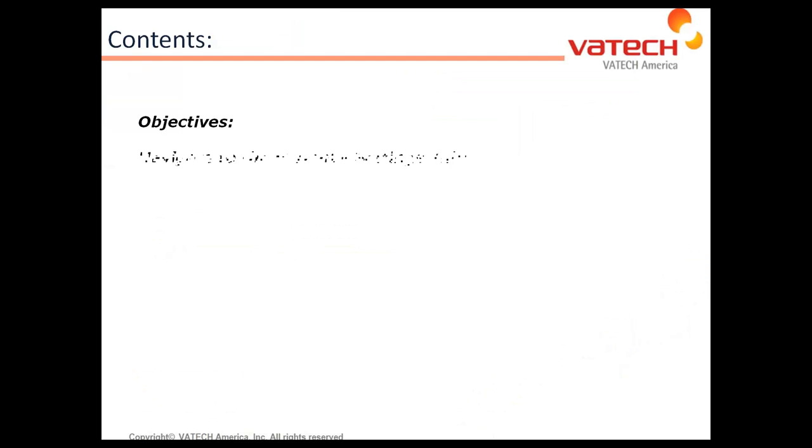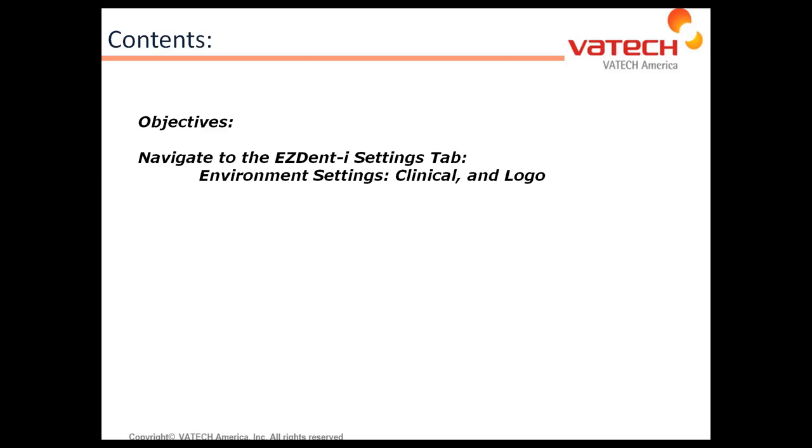The objectives of this session will be to navigate to the EZDent I Settings tab to configure the environmental settings including clinical information such as office address and logo, as well as report settings for annotations, lines, as well as default text.